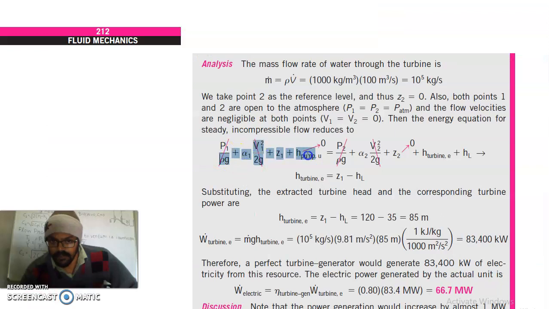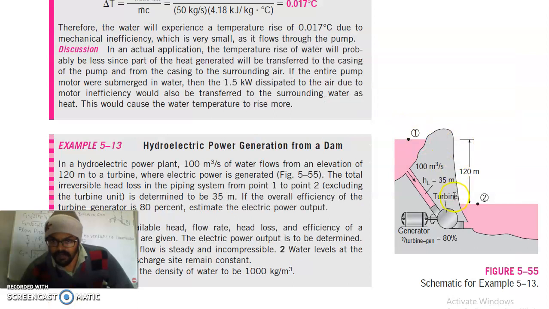So this is the energy equation at 1. This is the energy equation at 2 plus head loss. So this will cancel out. V1 is 0, V2 is 0, P1 and P2 are the same. This will cancel out. So there is no pump. So the only terms left are Z1, H turbine and HL. So H turbine, head of the turbine, is equal to Z1 minus HL. Z1 we know is 120 meter. So Z1 here is 120 meter.